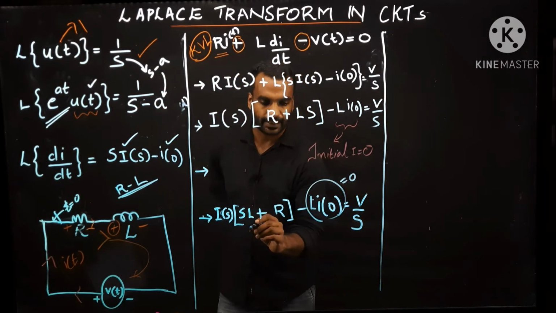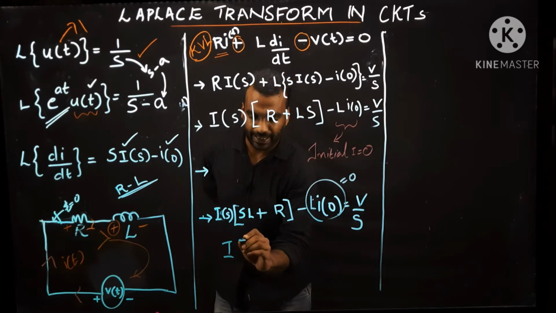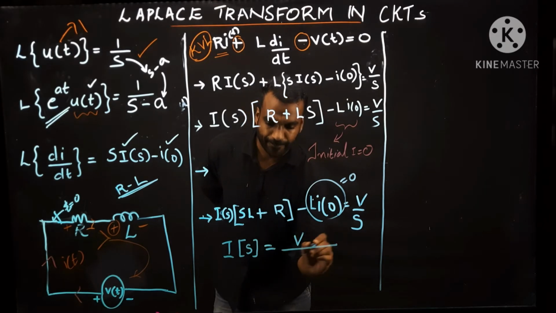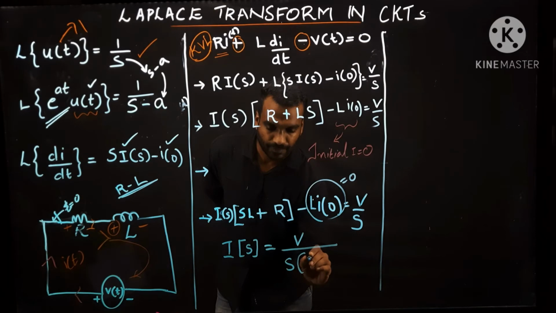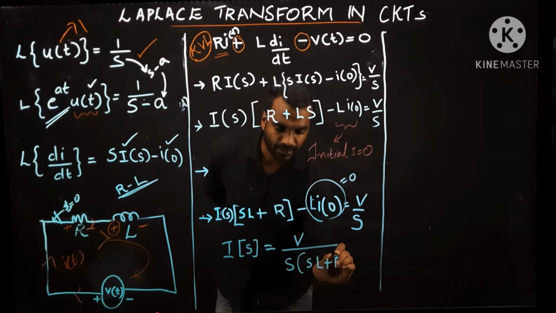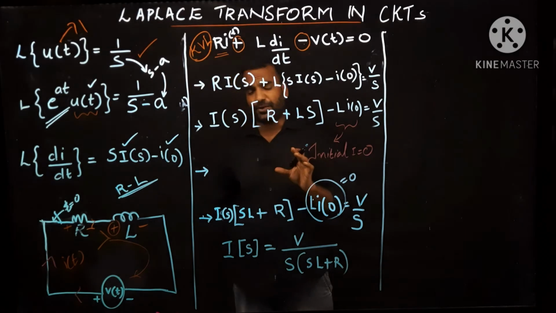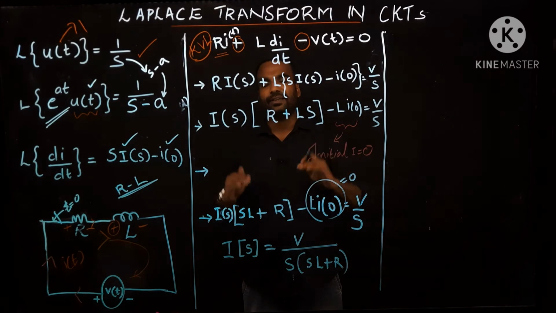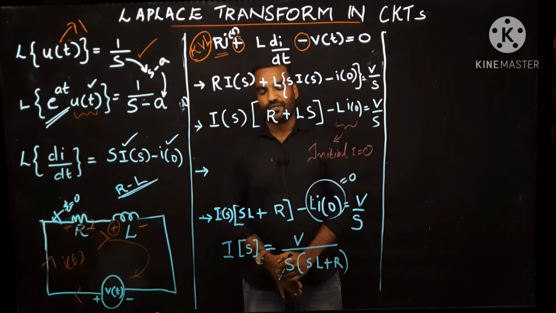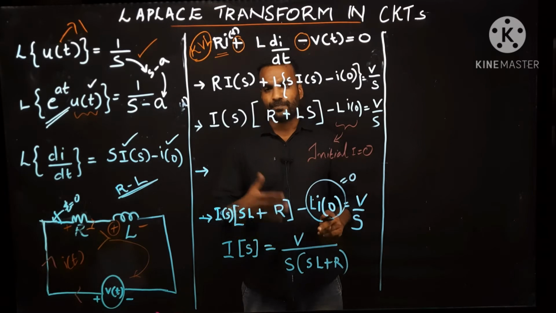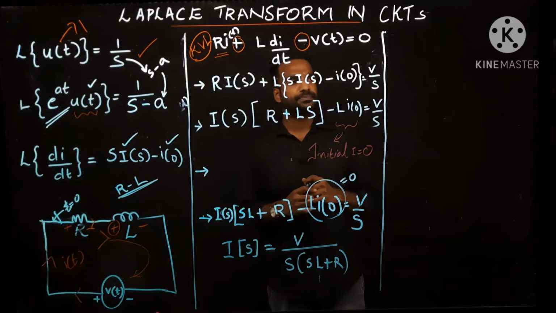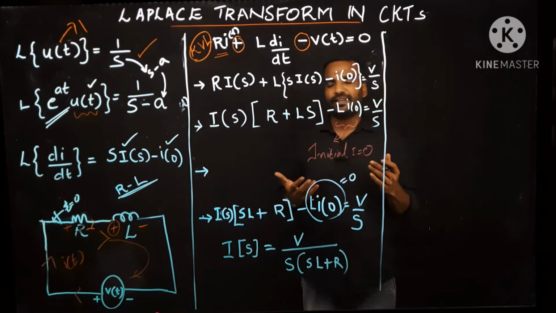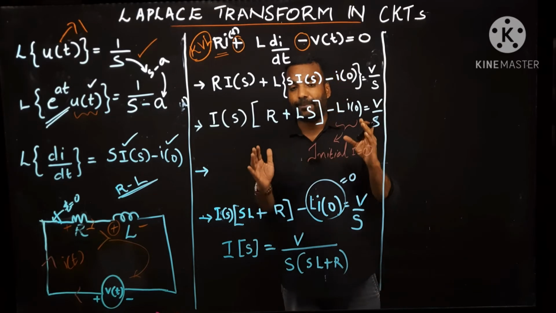So, we can rewrite I of S is equal to V by S into (SL plus R). This is the current equation in the frequency domain. Now we want to convert the same thing into the time domain. So how can we convert from the frequency domain to the time domain? For that, we have to apply the inverse Laplace transform.